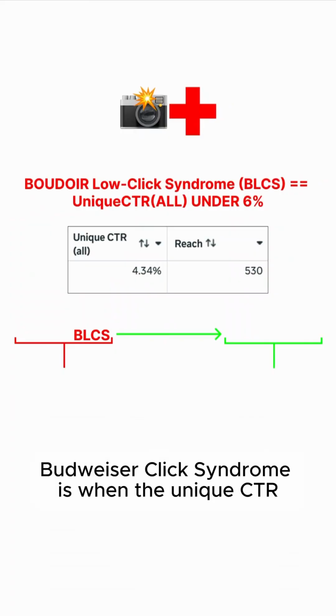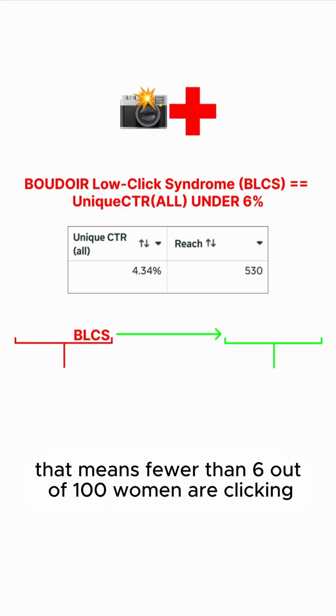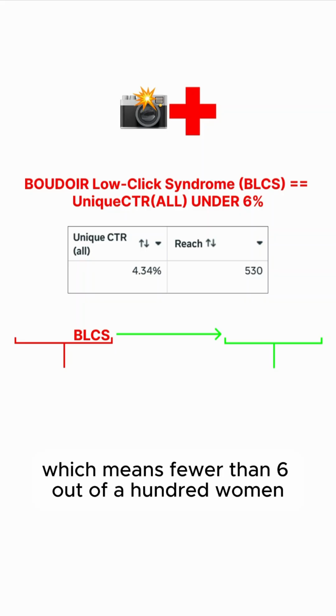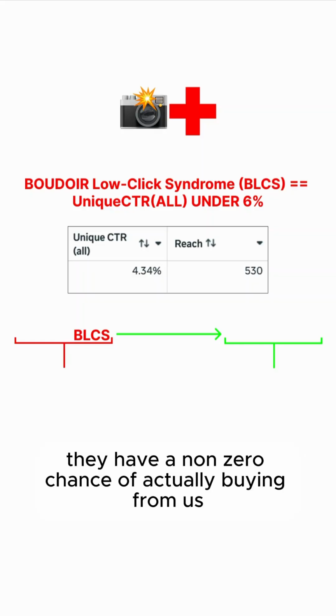So BLCS, Boudoir low-click syndrome, is when the unique CTR on our Boudoir Facebook ad is under 6%. That means fewer than 6 out of 100 women are clicking anywhere on our Boudoir Facebook ad, which means fewer than 6 out of 100 women, our ad is actually entering their brain, which means fewer than 6 out of every 100 women we meet, they have a non-zero chance of actually buying from us.